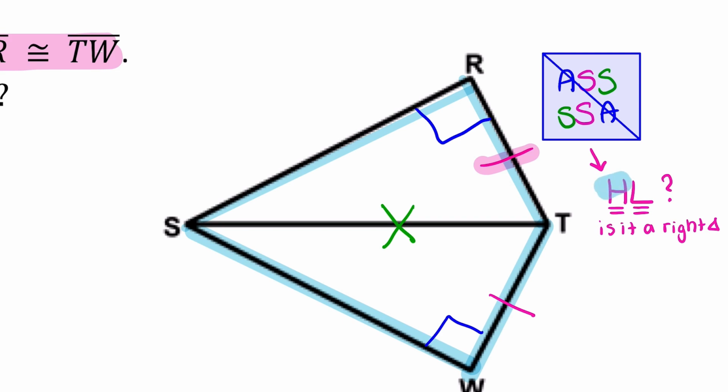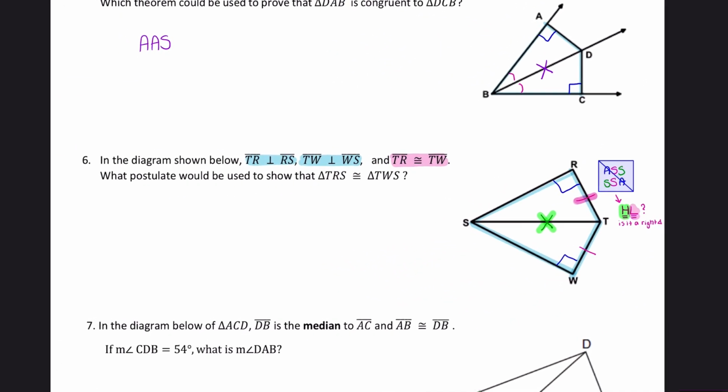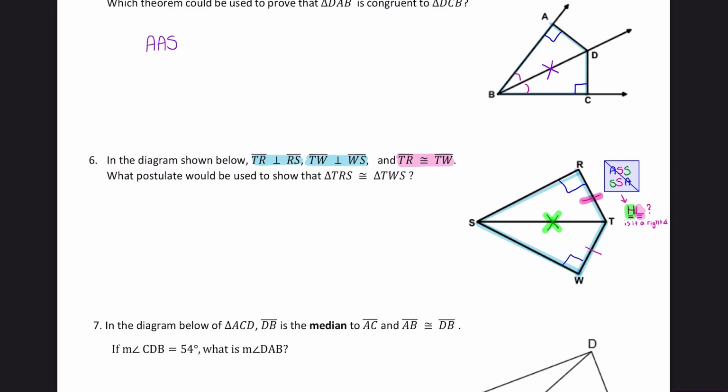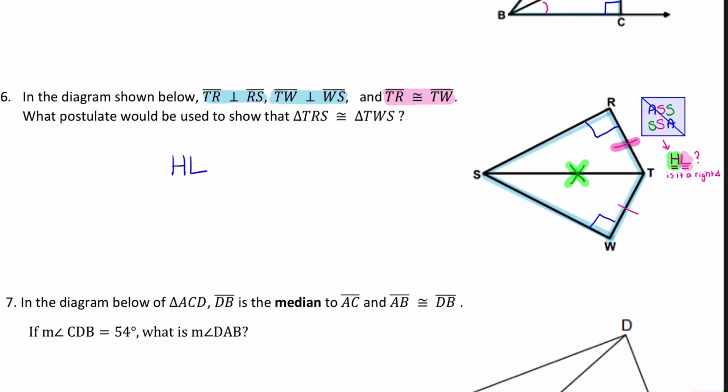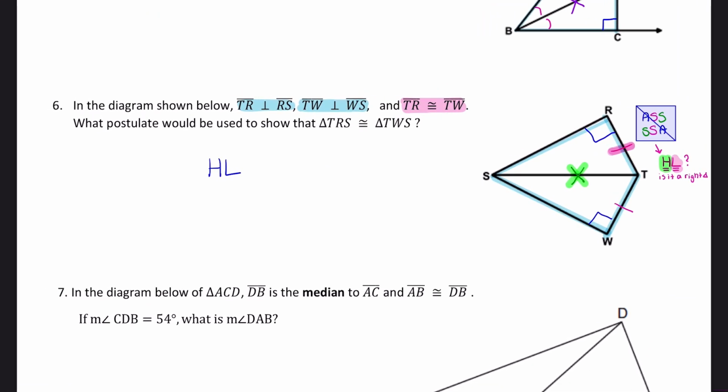So let's think about this again. When I think about where the hypotenuse is, let me change the color. The hypotenuse is across from the right angle. So this is a hypotenuse. The leg is next to the right angle. So this here is a leg. So this is hypotenuse leg. So which method would prove these are congruent? Hypotenuse leg. Okay, a little tricky, but just remember, if you spell a bad word, think about if it could be HL. All right, example number 7 is one of my favorites.